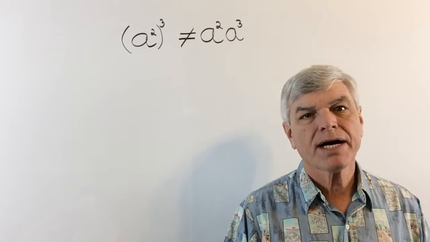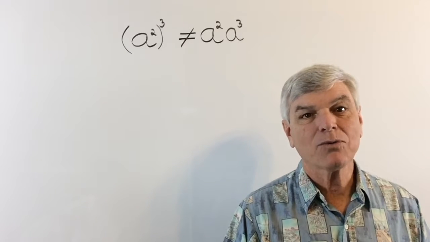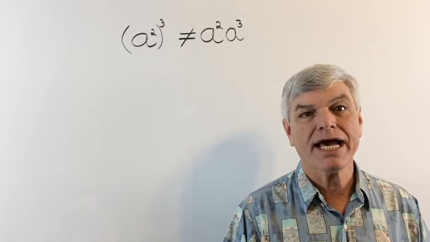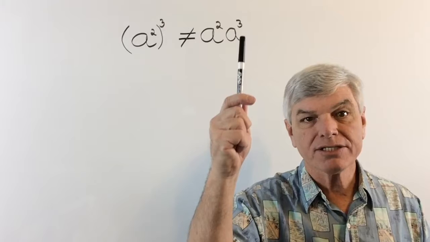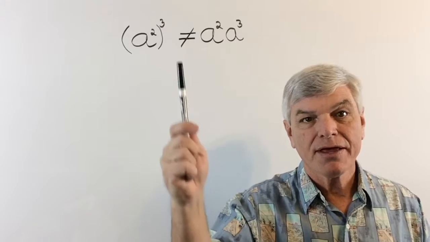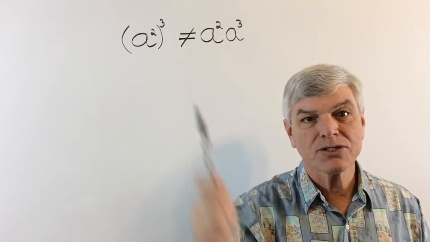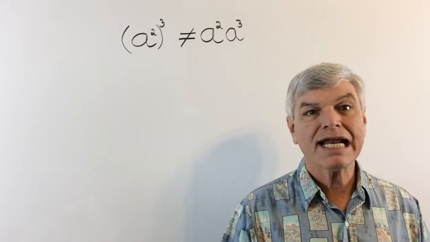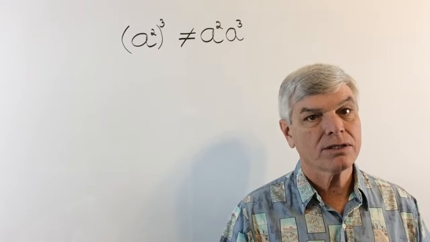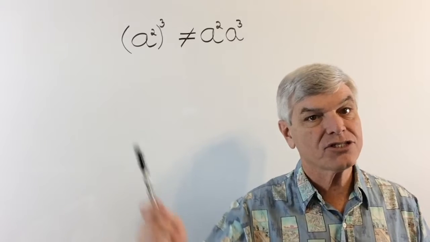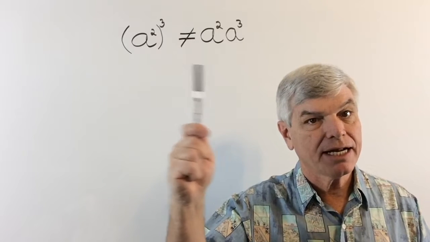So a squared to the power of 3 does not equal a squared times a cubed. You see, this cubed is associated with a variable. This cubed is not associated with the variable. So when you see an exponent that is not associated with the variable, watch out. This is probably what is happening, not this.